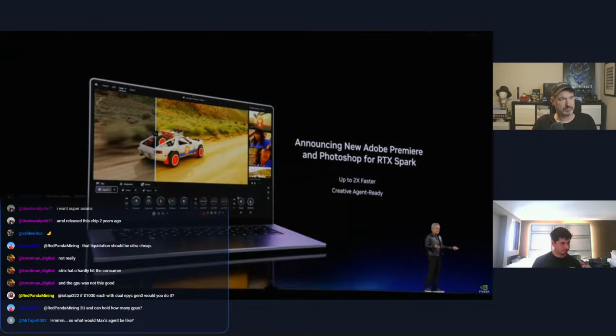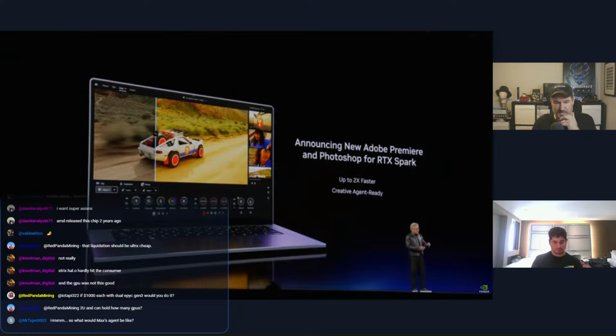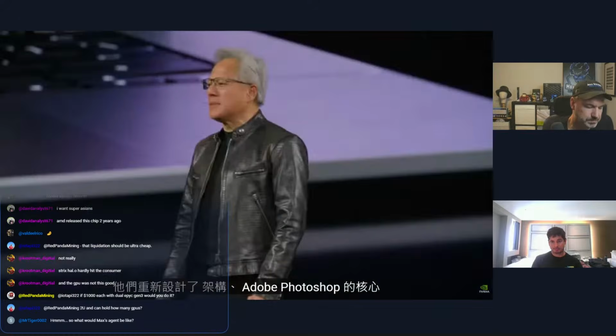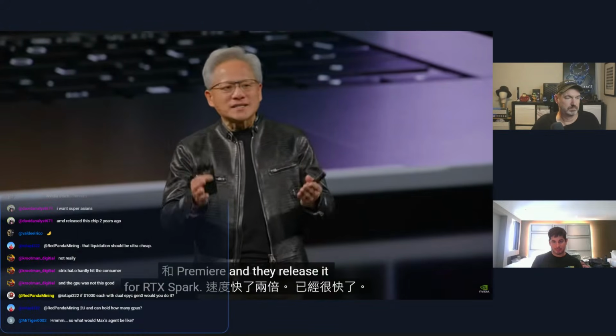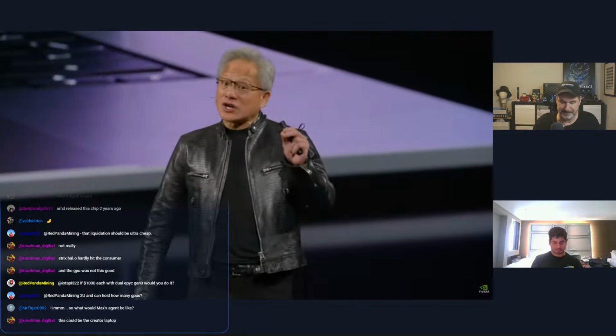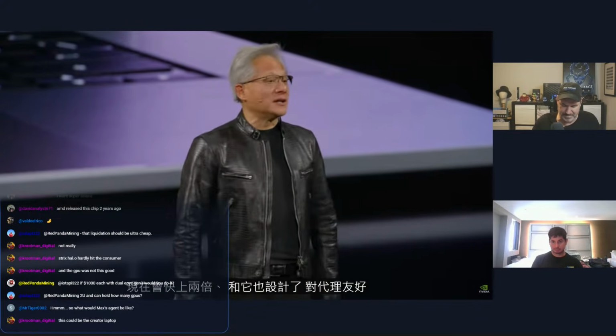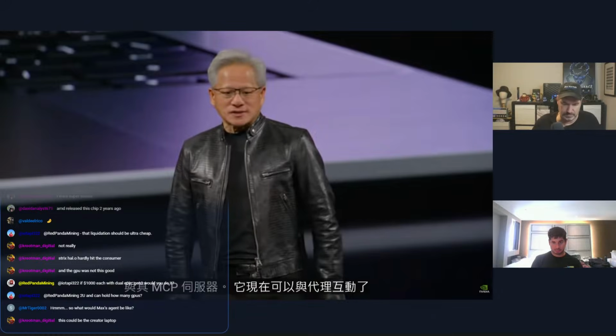Incredible tool suite, of course, used by tens of millions of people around the world. They have re-engineered the architecture, the core of Adobe Photoshop and Premiere, and they'll release it for RTX Spark. It is twice as fast. It's already fast. Now it's going to be twice as fast. And it's also designed to be agent-friendly. With its MCP server, it can now interact with agents on your laptop.